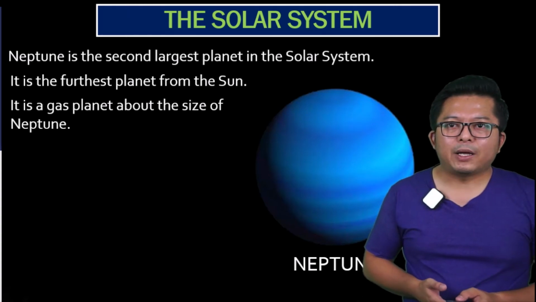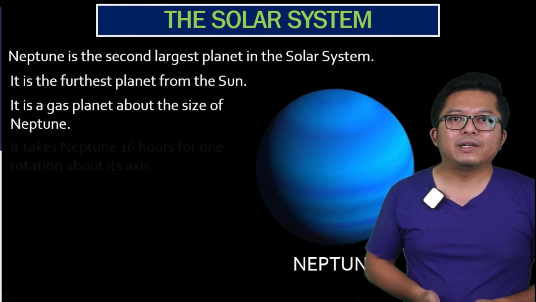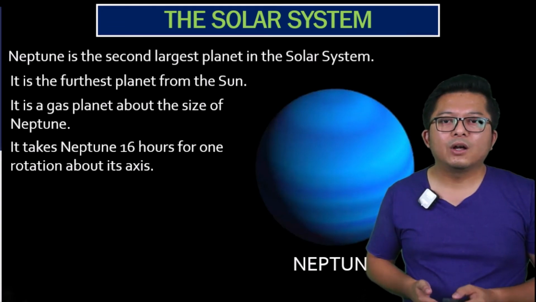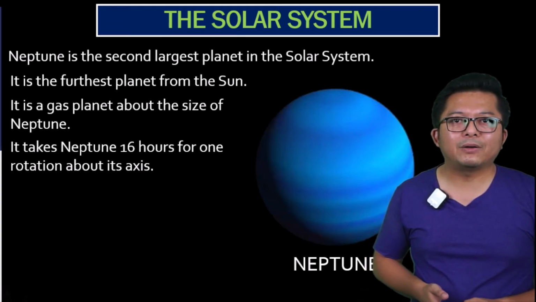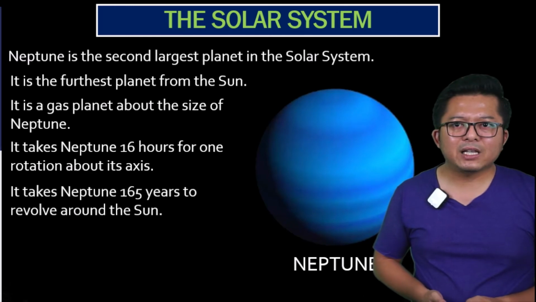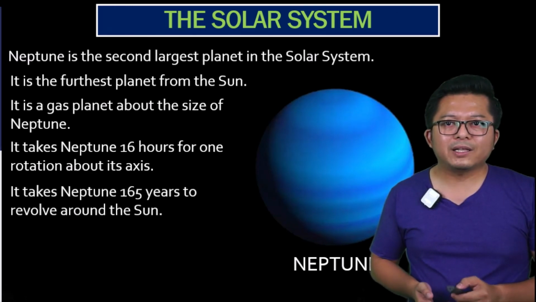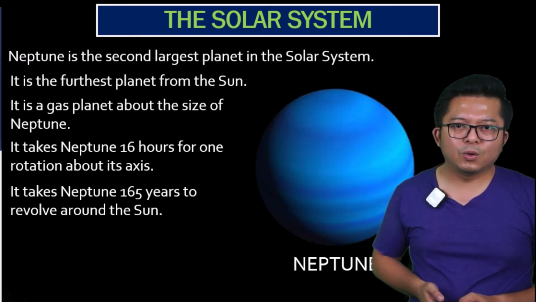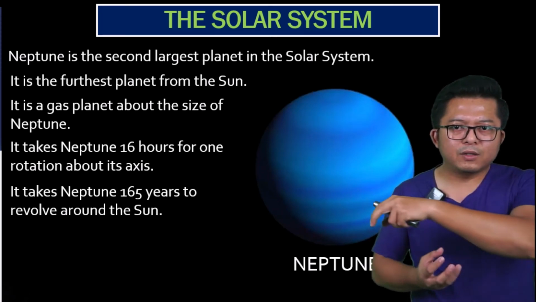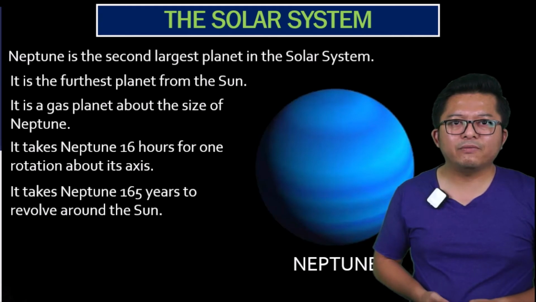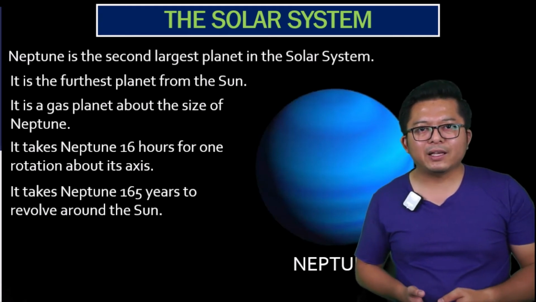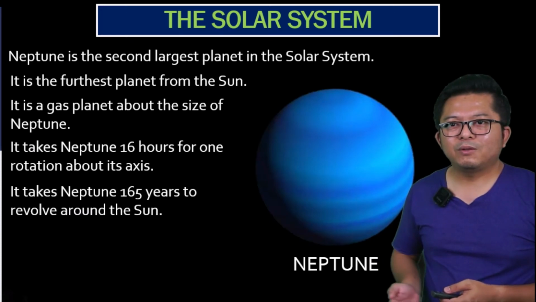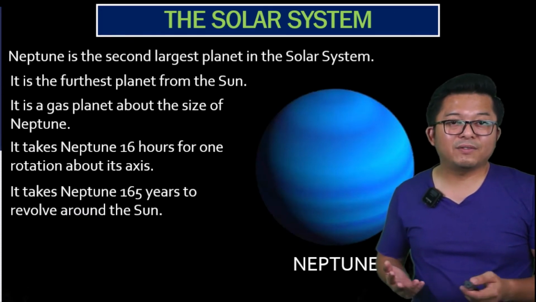It is a gas planet about the size of Neptune. It takes Neptune 16 hours for one rotation about its axis. It takes Neptune 165 years to revolve around the sun. So to revolve around the sun, we take 365 days. Neptune took 165 years.